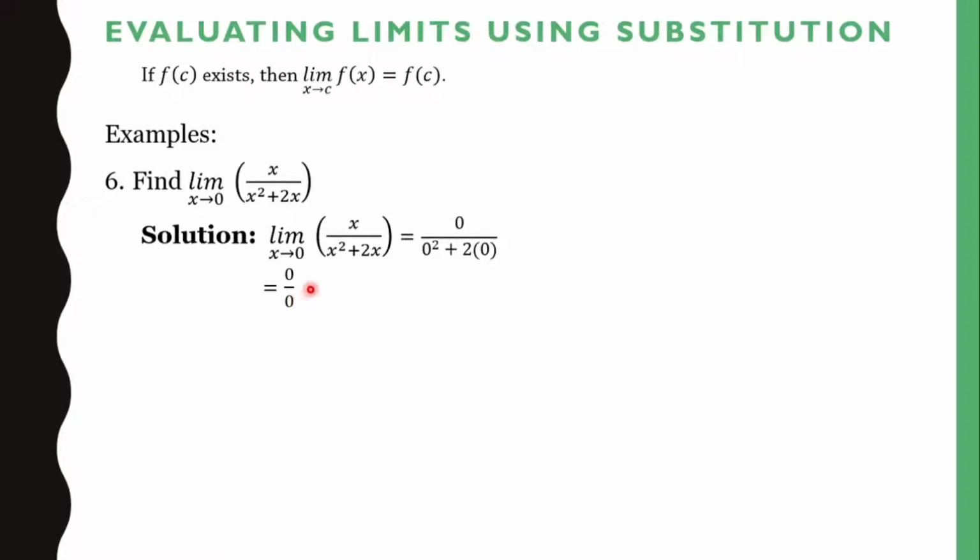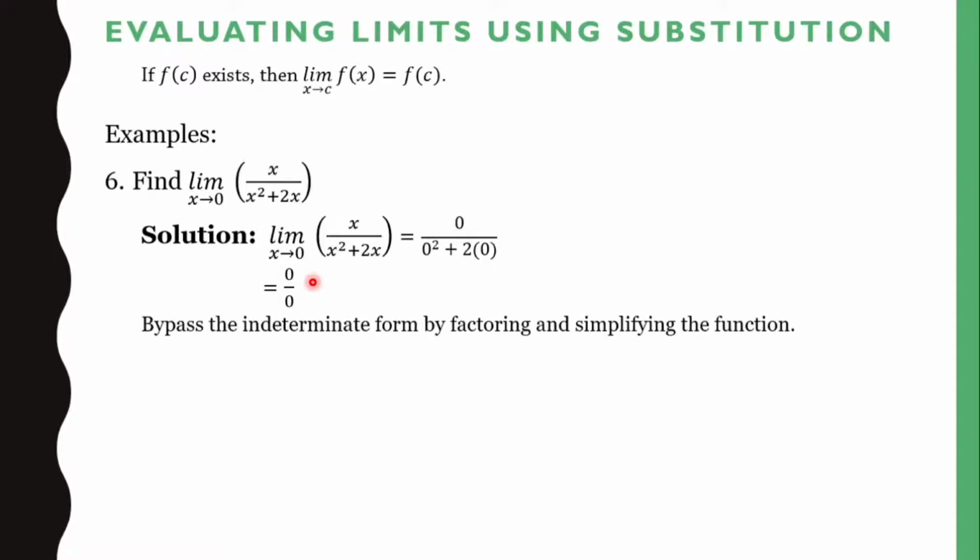Now, 0 over 0 is also termed as indeterminate. So when we get 0 over 0 as an answer when looking for limits, that should not be our final answer. Now, to get the final answer, we have to bypass the indeterminate form, or the 0 over 0, by factoring and simplifying the function. So we have the limit of x over x squared plus 2x as x approaches 0.